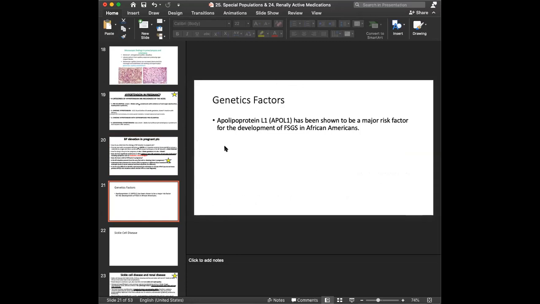I don't really think this is that important, but APOL1 has been shown as a major risk factor in the development of focal segmental glomerulosclerosis, FSGS, in African Americans.